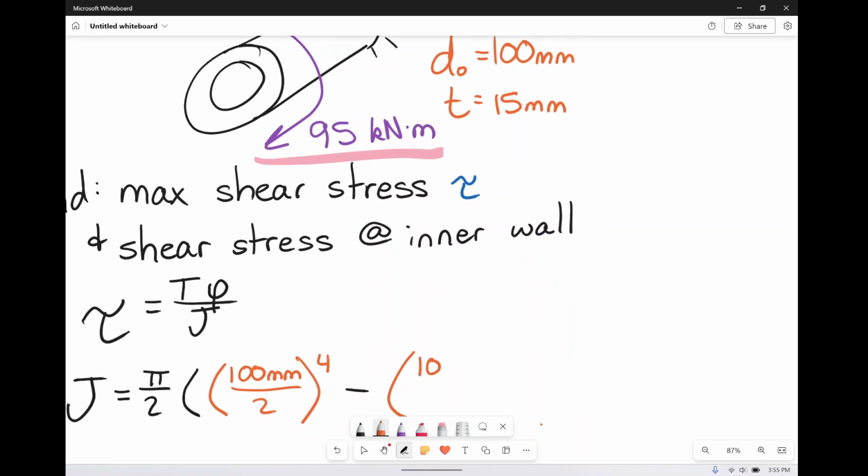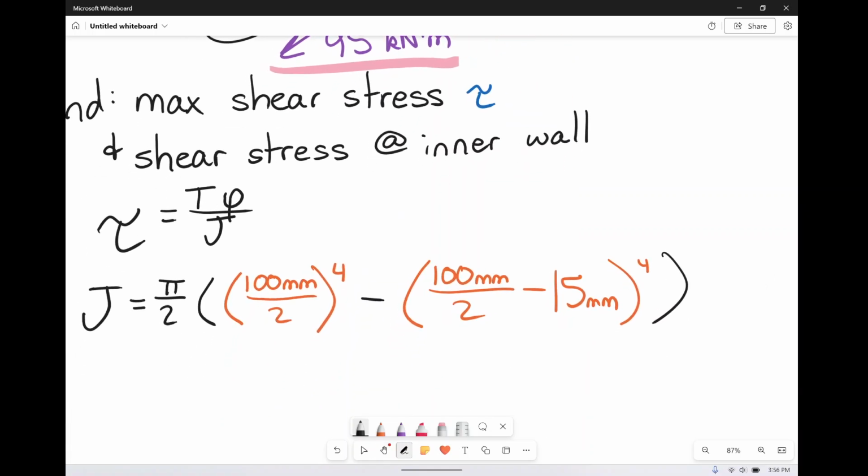Our inside one is going to be whatever our outside one is, minus that thickness. So a little bit longer, but that's J. So now let's put J in a new color. Let's put him in red so we can follow him. So J is going to be equal to 7.46 times 10 to the 6 millimeters to the fourth.